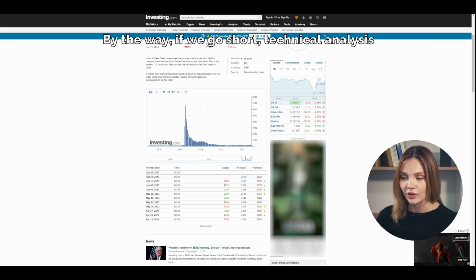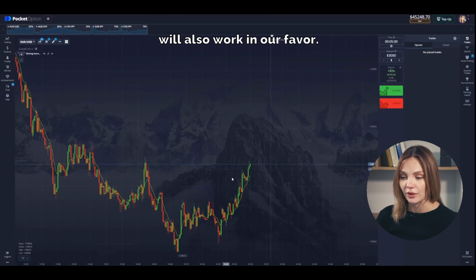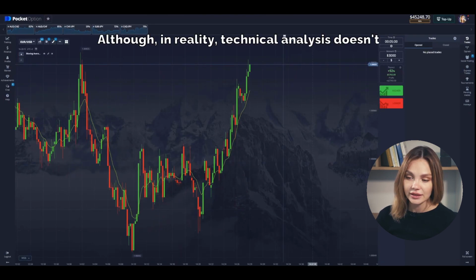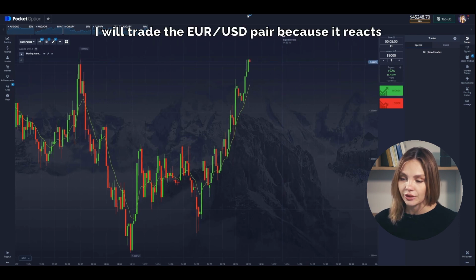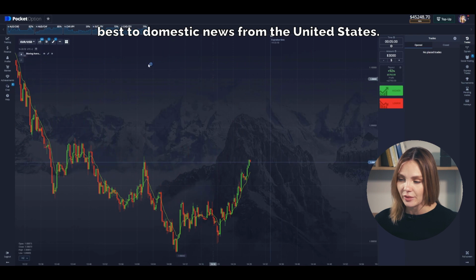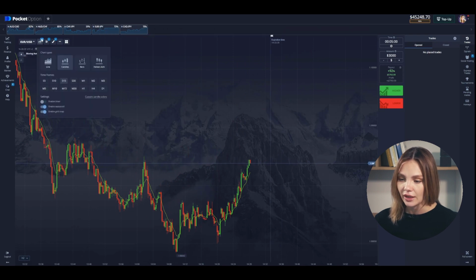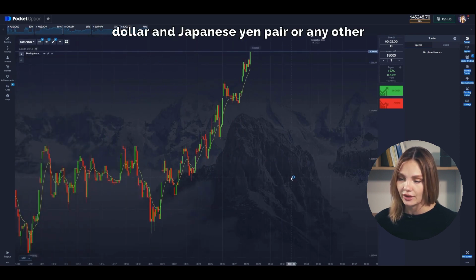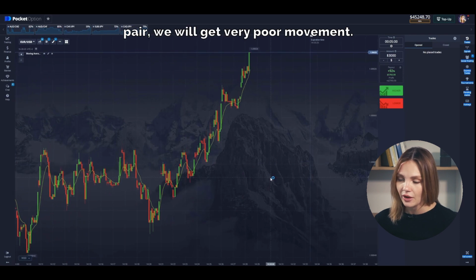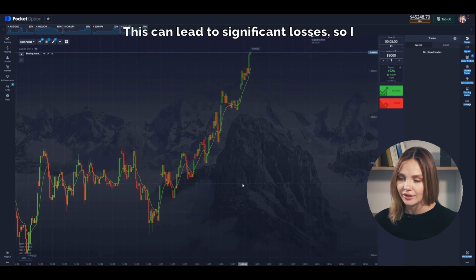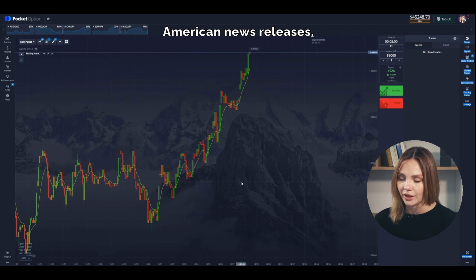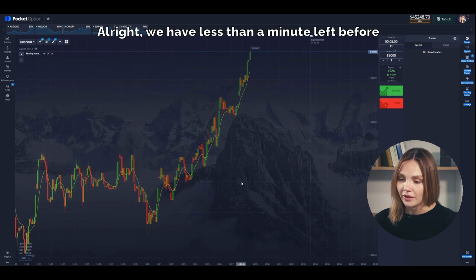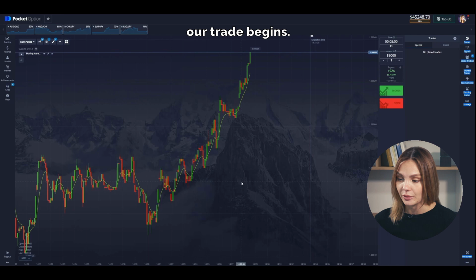By the way, if we go short, technical analysis will also work in our favor. Although in reality, technical analysis doesn't play any role here. I will trade the euro-dollar pair because it reacts best to domestic news from the United States. If we trade, for example, on the Australian dollar and Japanese yen pair or any other pair, we will get very poor movement. This can lead to significant losses, so I recommend trading only the euro-dollar pair during American news releases.